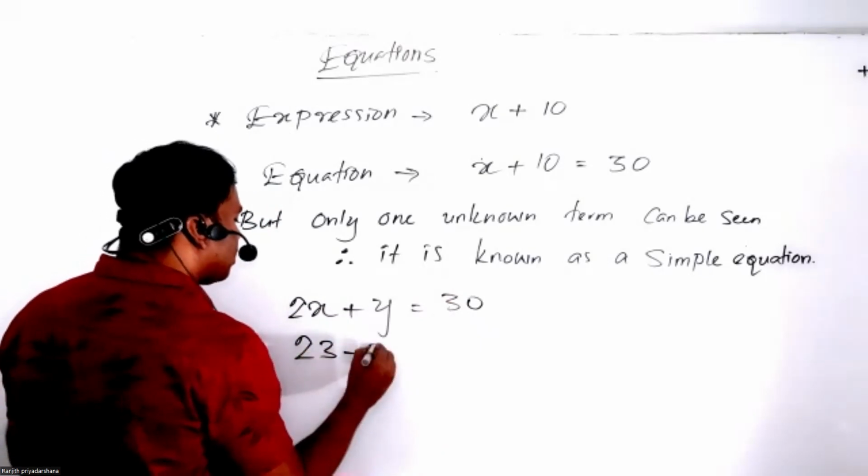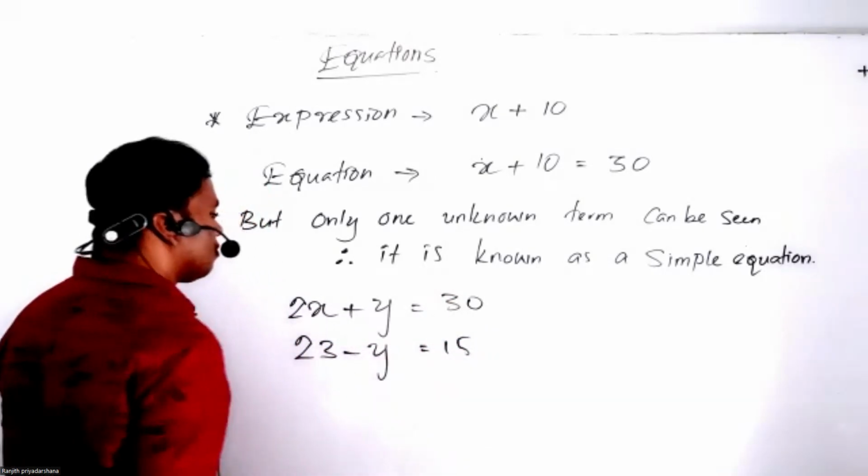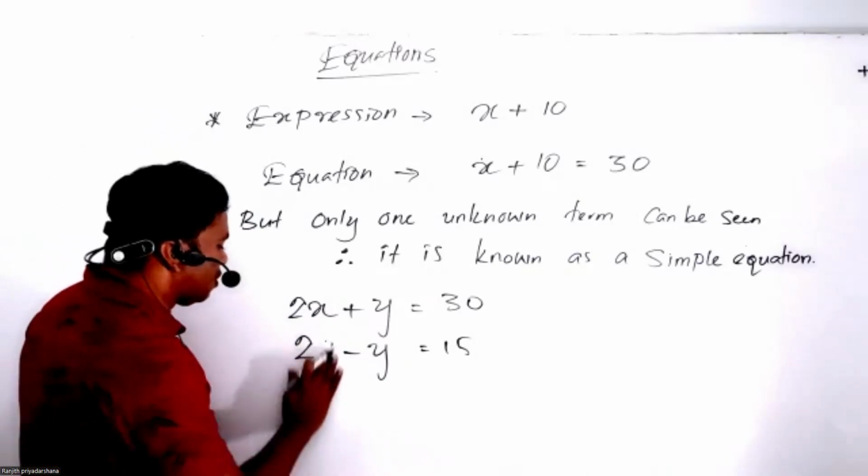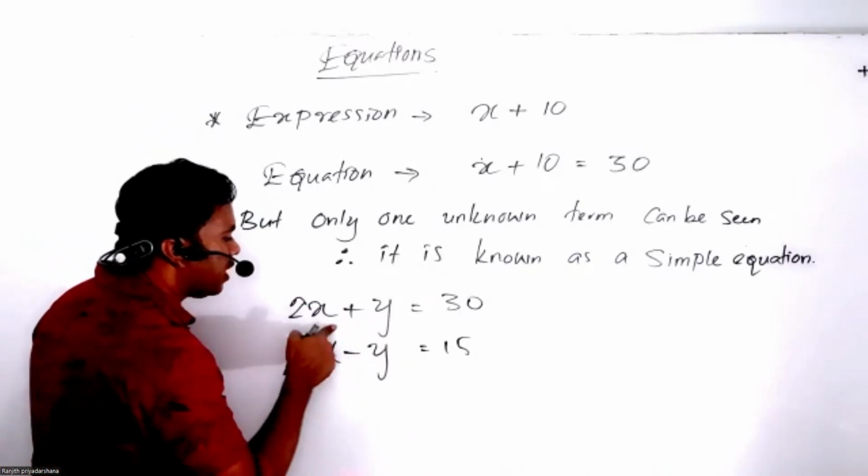2x minus y equals 15. So what's the value of x and what's the value of y?